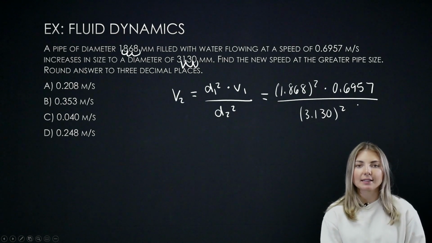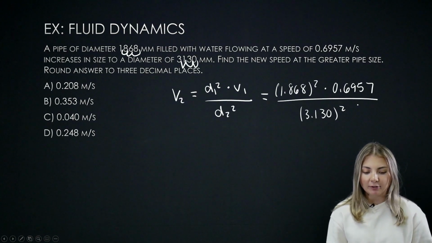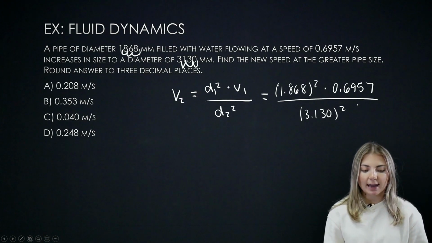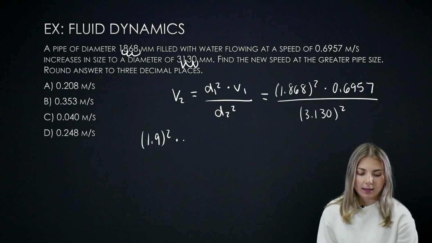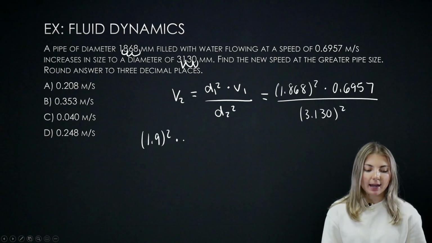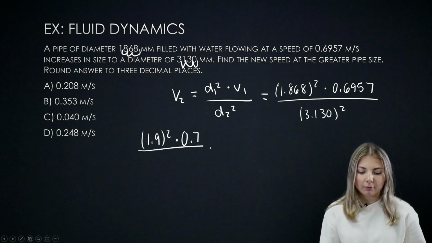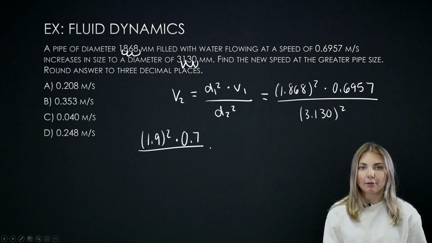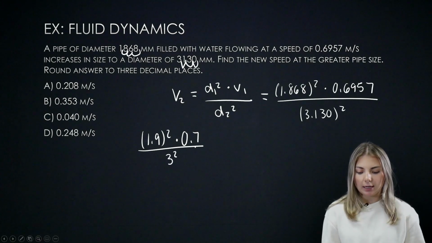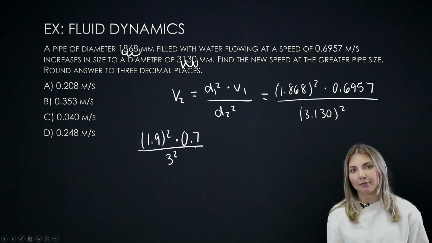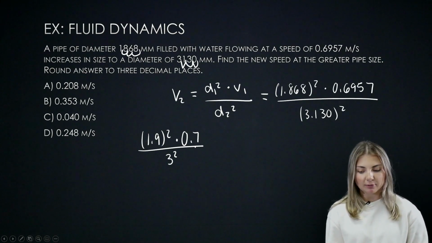Given these numbers, this would be very difficult and time consuming since we don't have a calculator, so we're going to apply some of the estimation tricks we previously went over to solve. I'm going to start by rounding 1.868 to 1.9. Then I'm going to round 0.6957 to 0.7. And then we will round 3.130 to just 3 because it's pretty close. We're still going to have to do a little bit of math for this question because when we look at the answer choices, they are somewhat close to each other.